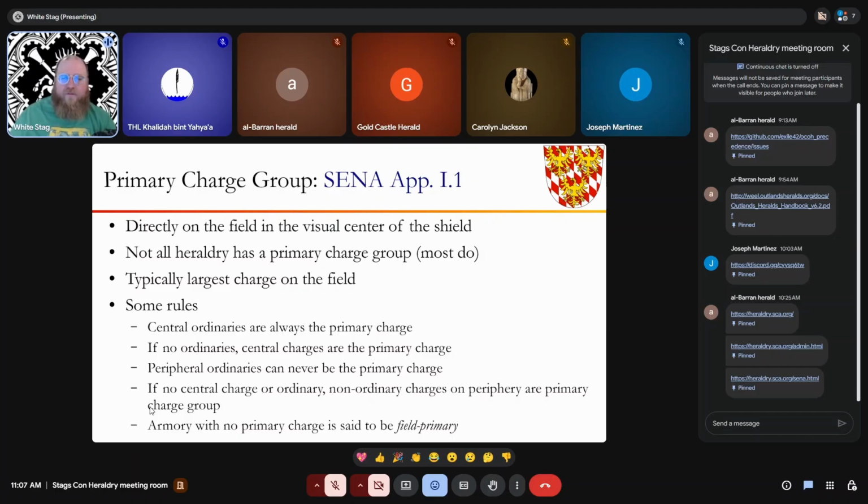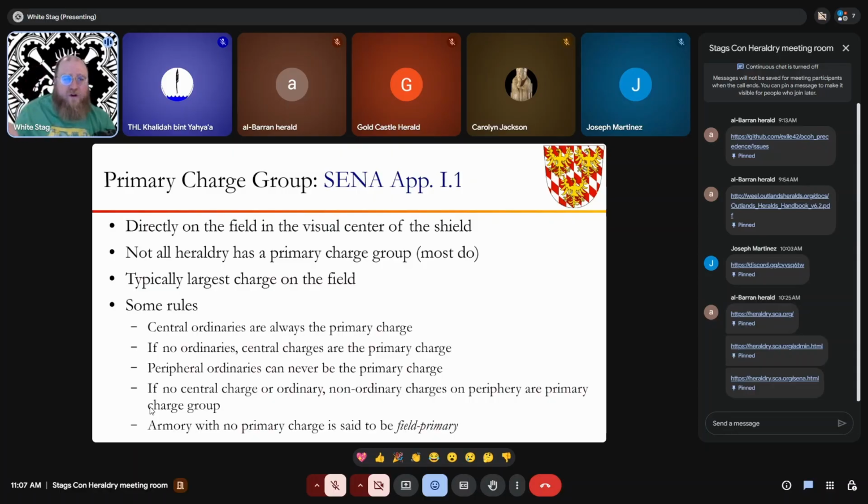First off is the primary charge group. I have a lot of links to Cena in here. I'll post a link to the slides after this and also in the Discord. But this is a link to Cena Appendix I1, which is primary charges.